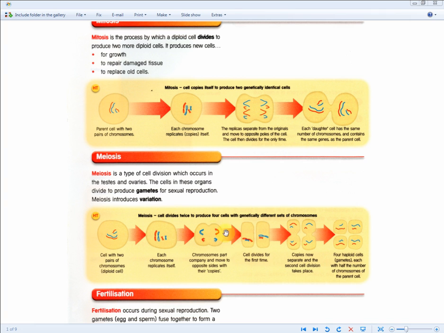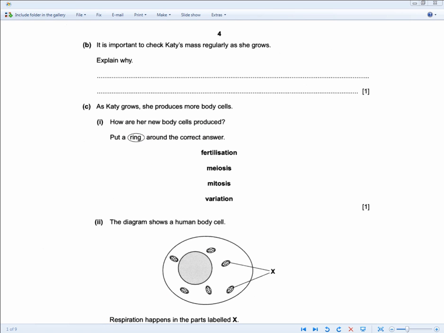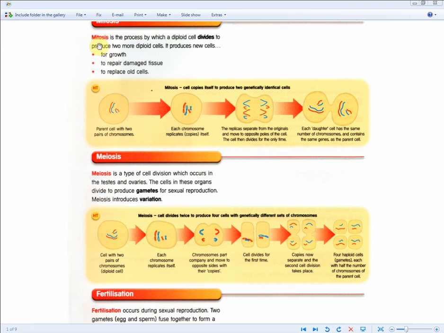So just to review, there are the differences between the flowcharts, and then 1 mark questions like these, basically where can you find mitosis, where can you find meiosis. So the exam question asks, how are new body cells produced? And the answer is obviously mitosis, because as seen, it replaces old cells.